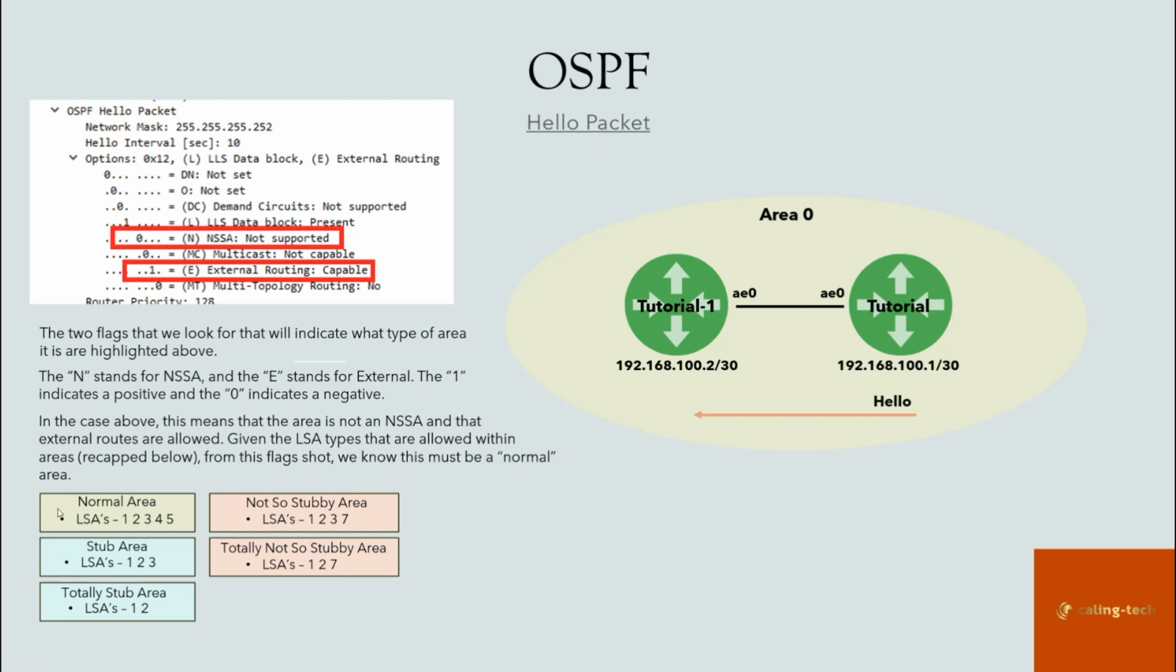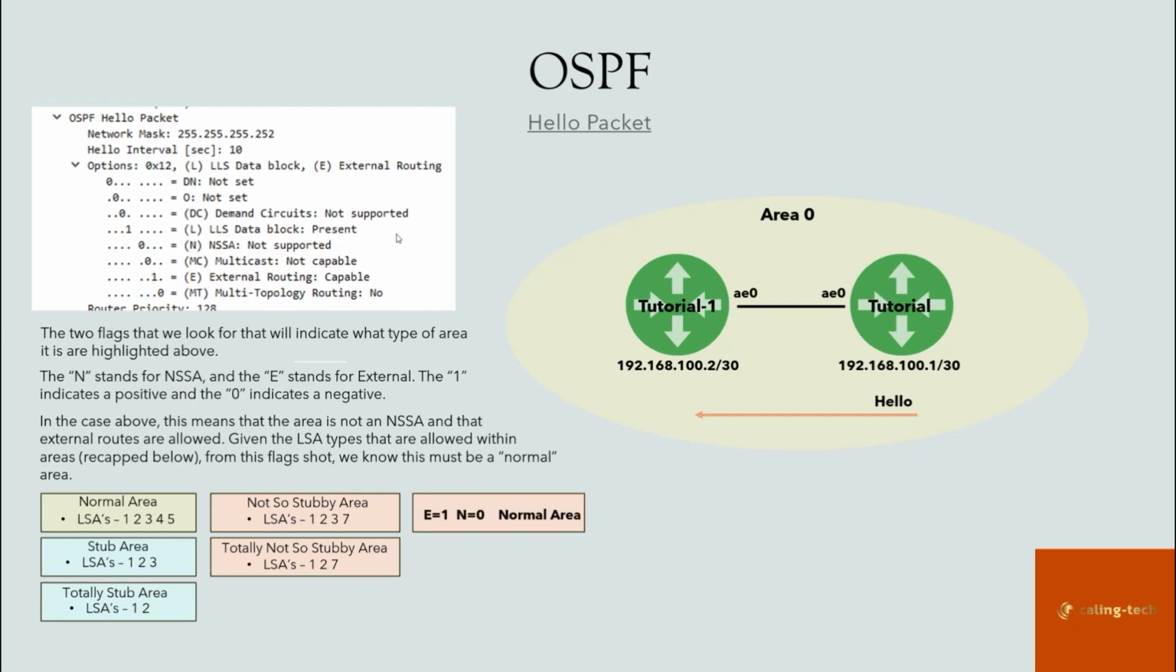Let's have a look down here. External routing is an LSA type 5. So we know that that's only allowed in a normal area. So therefore, what we're looking at here, as we know from the configuration, is a normal area that just happens to be a backbone area.